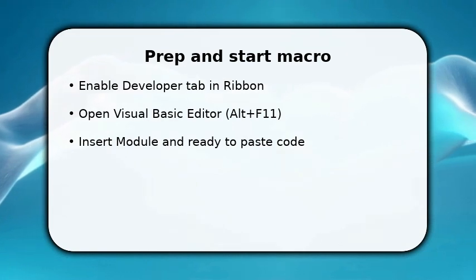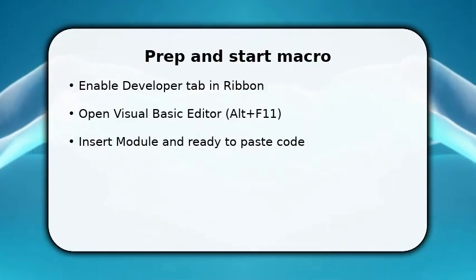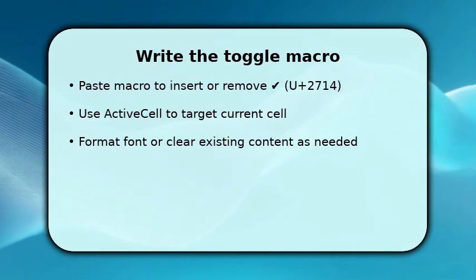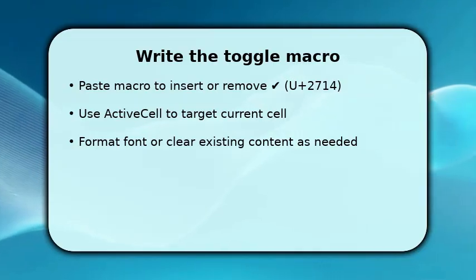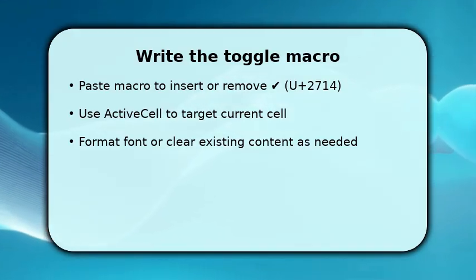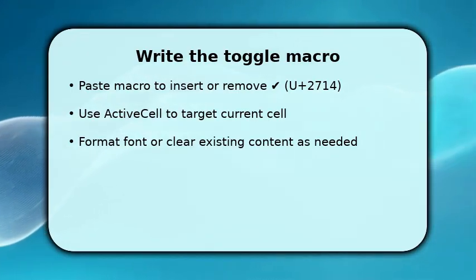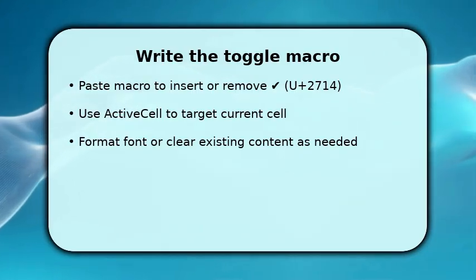Now write a small macro that toggles a checkmark at the active cell. You'll use ActiveCell.Value = ChrW(&H2714) to insert the Unicode check, or clear it if the cell already contains the same symbol. Add simple formatting like font size or color with ActiveCell.Font.Name and Size so the check looks consistent. Explain why: toggling avoids overwriting useful data, and using Unicode keeps the file portable across systems.